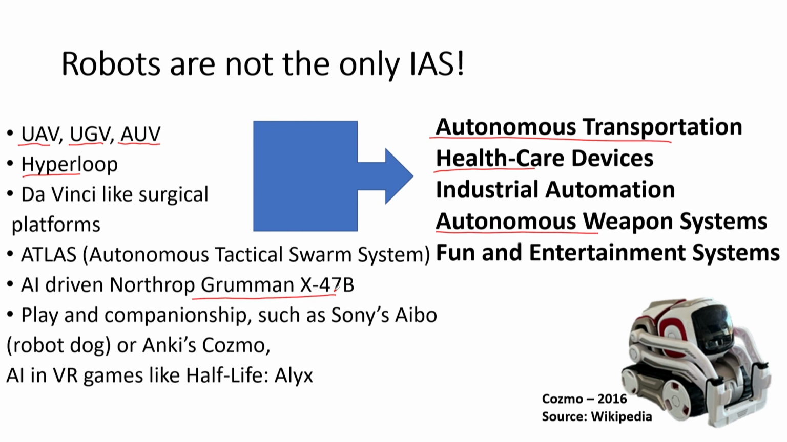There are also some examples of fun and entertainment systems, such as Sony's Aibo, which is a robot dog, and Anki's Cosmo. Cosmo is here. It has some emotional intelligence also, which I will talk about towards the end of this lecture. And we also have other examples of AI and VR games like Half-Life Alyx. Certainly, all these examples are not robots, but yet they are autonomous systems. Such autonomous systems we will learn through the course how to design, and what the basic foundations of designing such systems are.